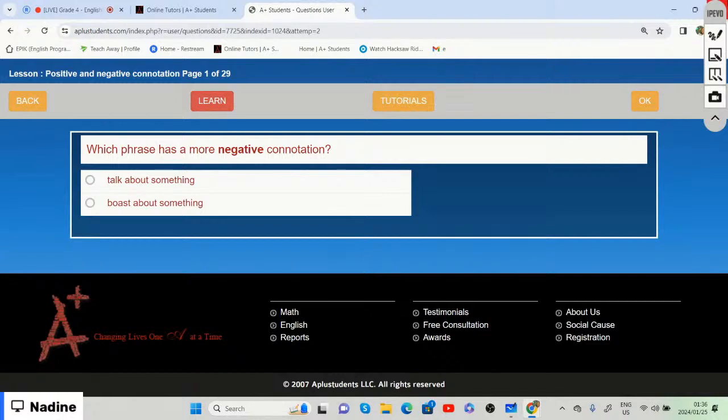Someone is asking what is connotation? So a connotation is basically a feeling or an idea that can be suggested by a particular word. So you can have connotations that can either be in a negative way or you can have a positive connotation. Like in this case, where the question says which phrase has a negative connotation, meaning that the meaning of that phrase is actually a negative meaning.